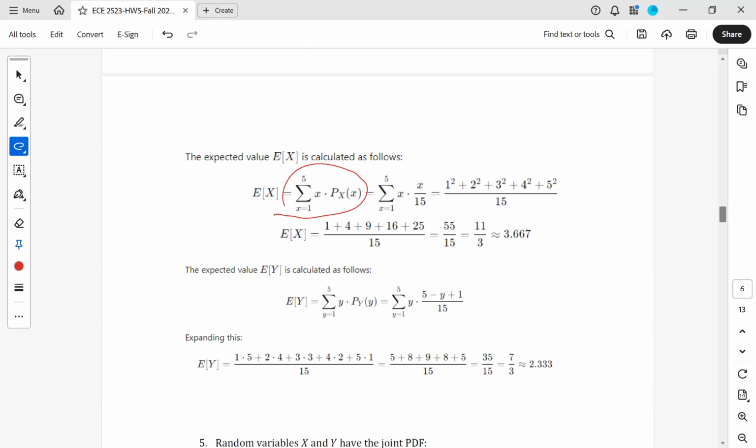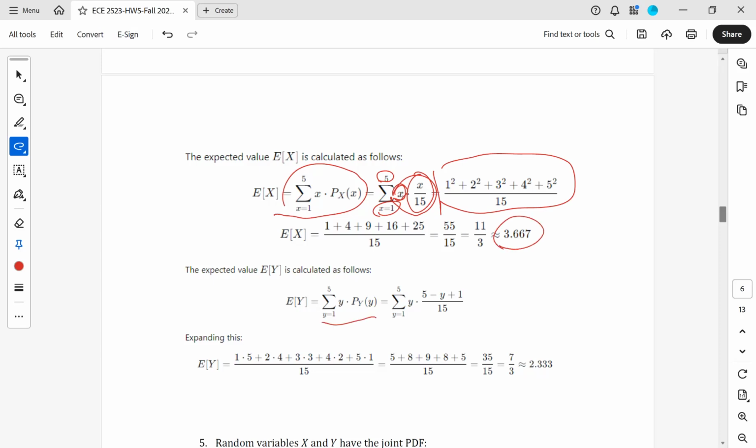Okay, so we have a certain number of values for x. X here changes from 1 to 5. Now that we have the marginal PMF of x, we know the values of x, so we add the multiplication of x times the PMF of x, and then we have our calculated expected value for x.